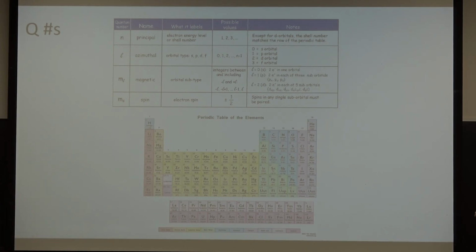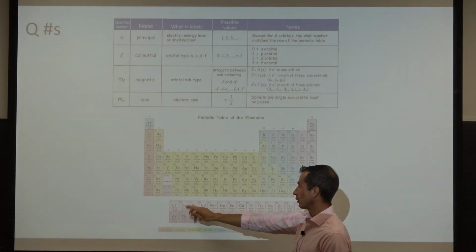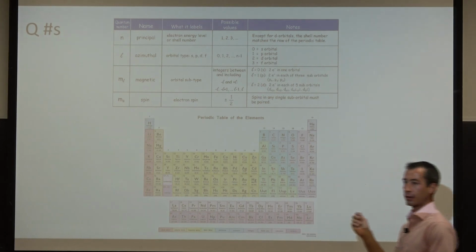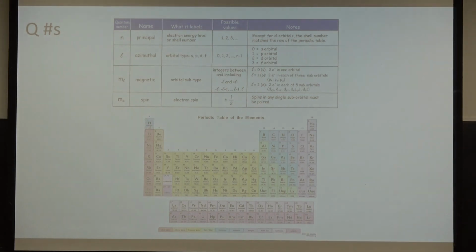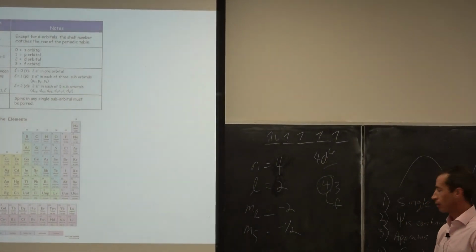Those f orbitals. So you would have l equals 3, f, and you don't hit an f. This is the 4f, right? Is this still right for ruthenium, the 4d? Yeah, 4d, f.